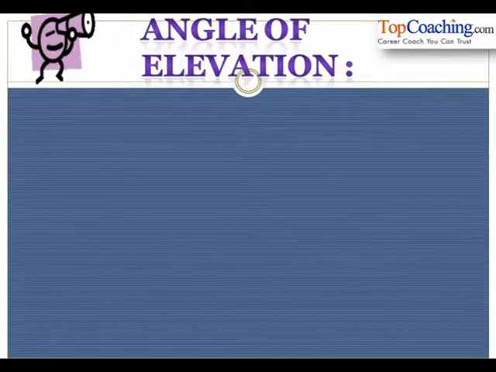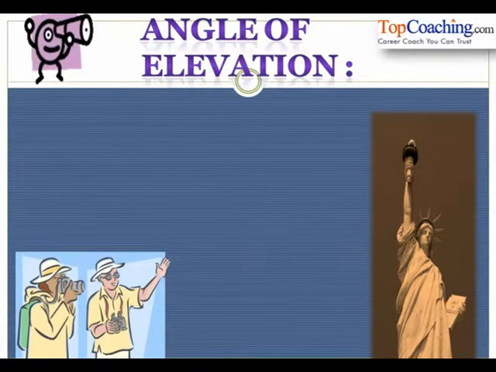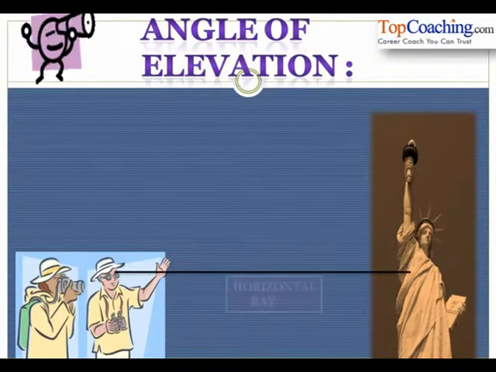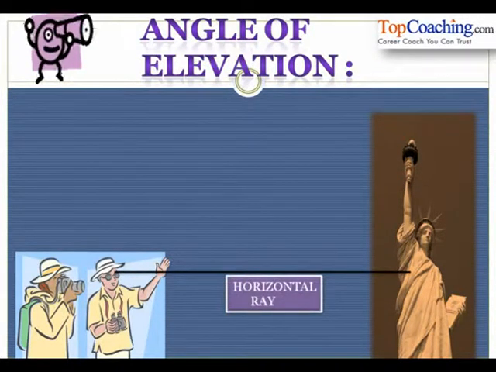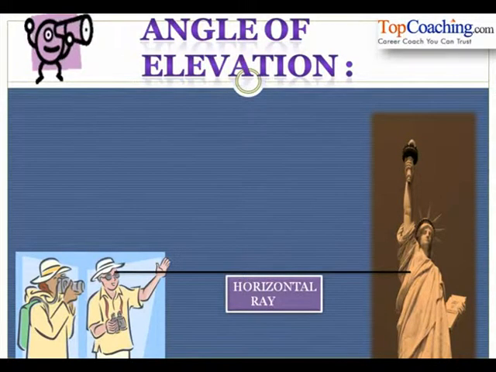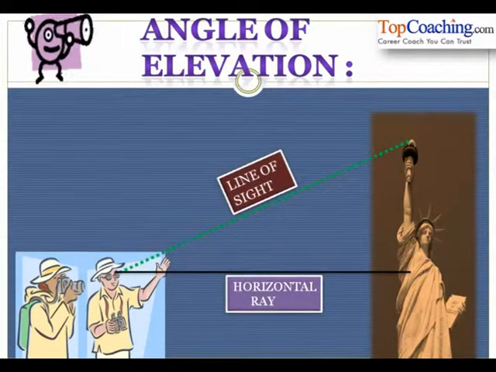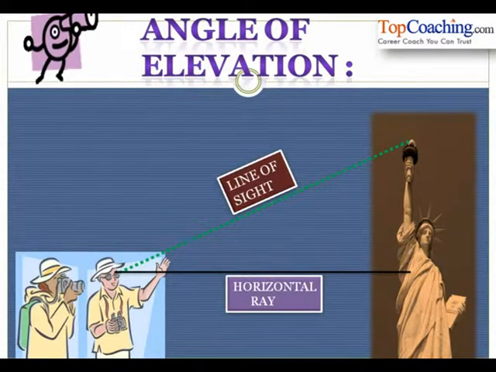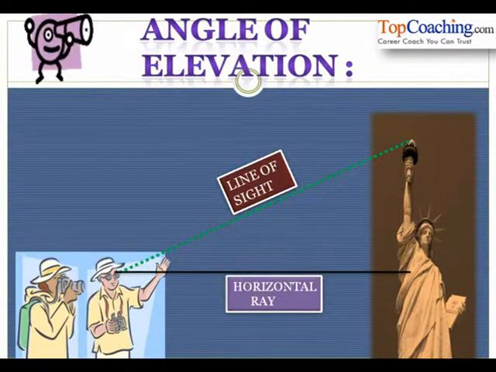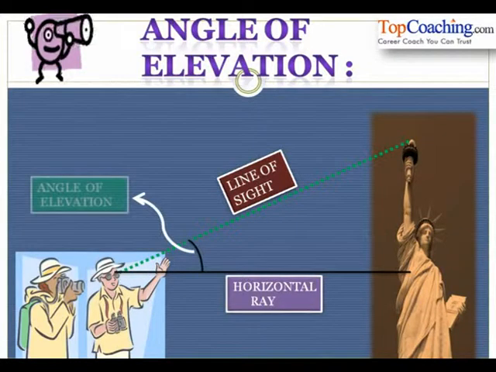What is angle of elevation? Let us say that this is the Statue of Liberty and there are some tourists watching it. This is a horizontal ray, that is, a ray that originates from the eye of the observer and is parallel to the ground. Similarly, this is called the line of sight. This is the point under observation, so a line joining the eye and the point of observation is the line of sight. Now this angle is known as the angle of elevation.